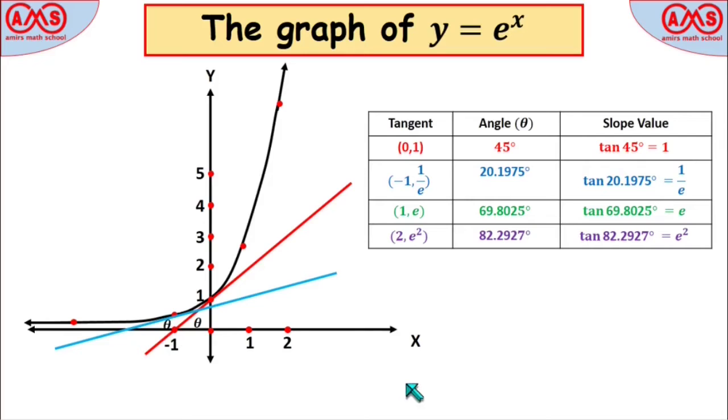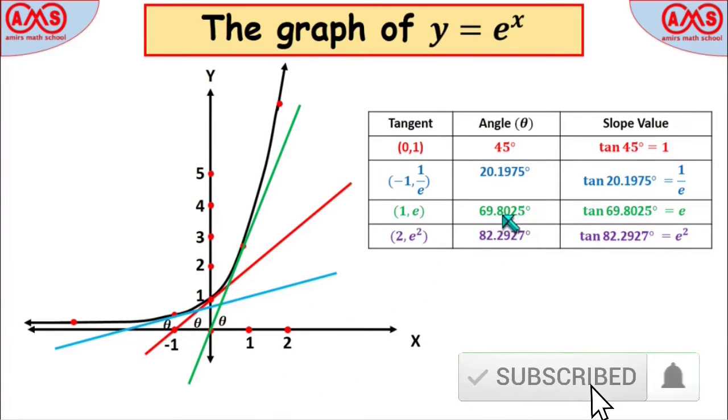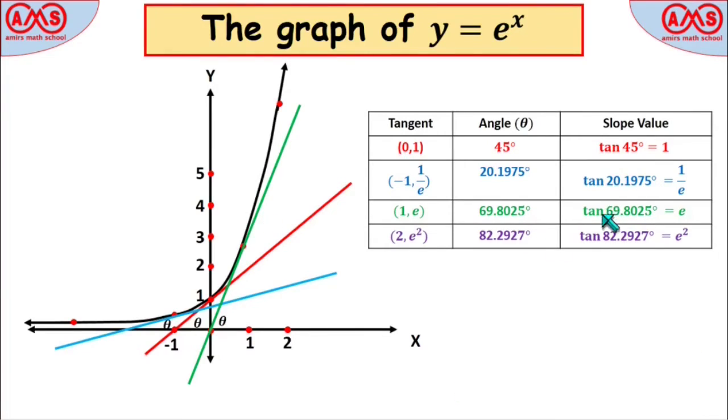Now, if we draw another tangent at this point, that is 1, e, we get another angle which is approximately equal to 69.8025 degree. And at this point, the value of slope of this tangent is tan 69.8025 degree, which is equal to e. If we take this angle exactly, tan of this angle is exactly e. So at this point, 1, e, the value of slope of the tangent is again e.